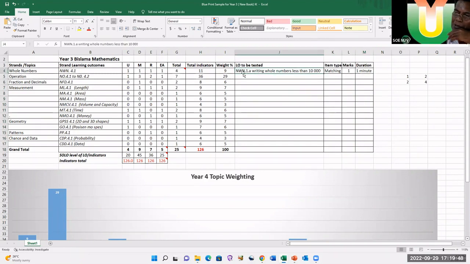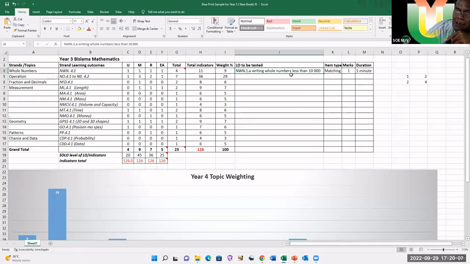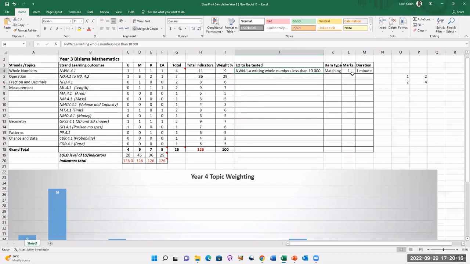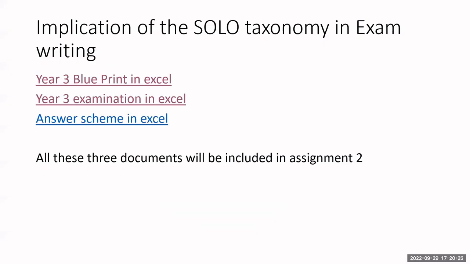So the first item to go inside the examination is writing all numbers less than 10,000. We do not forget the constructive alignment in the blueprint. Anyway, I'll come to this first item. The blueprint says writing all numbers less than 10,000. Marks will be 1 per item and duration will be 1 minute per item. Now let's go to the examination.